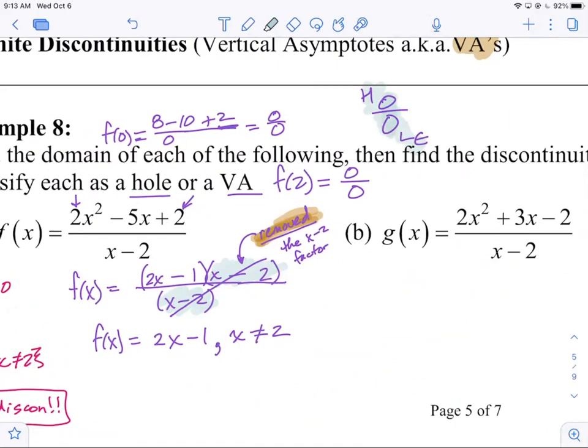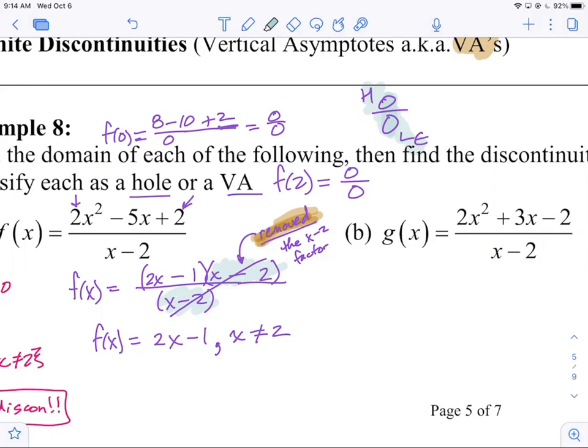Two zeros. 0 over 0 means hole. 99 times out of 99 and a half, 0 over 0 means hole. There's one time that we'll learn where it's a jump. For a rational function, a polynomial over polynomial, if you get 0 over 0 when you plug in, it's a hole. If you can factor and remove it, it's a hole.